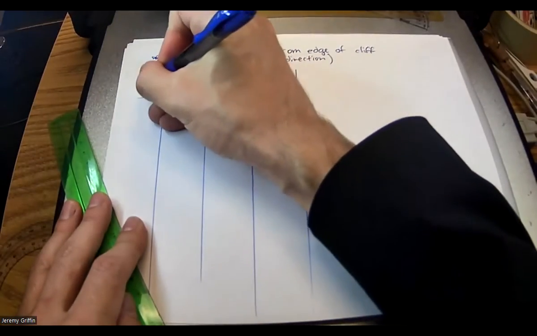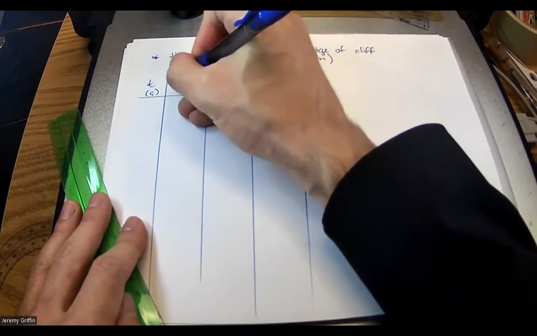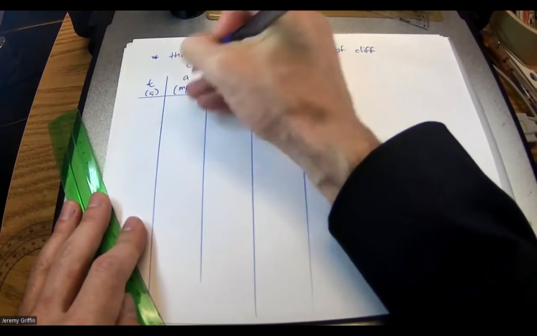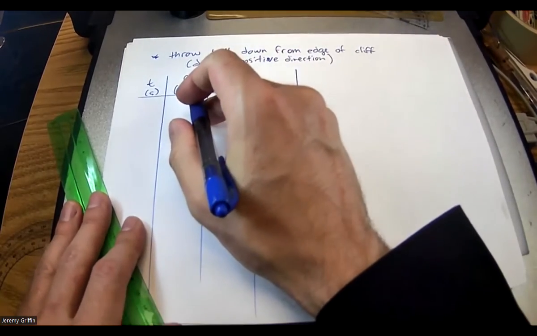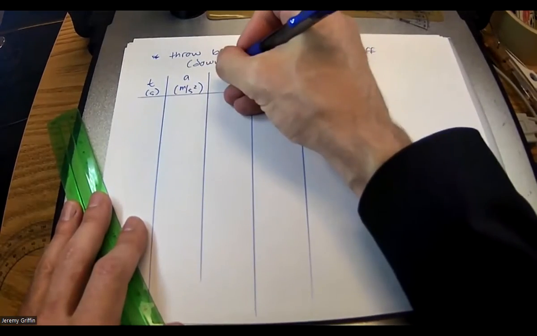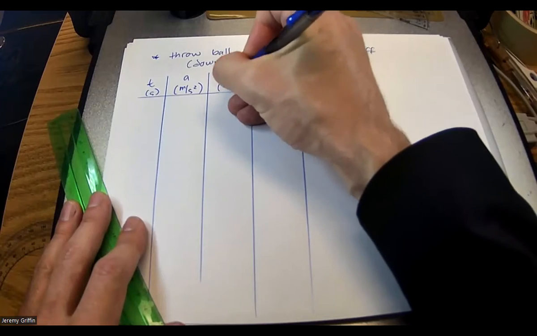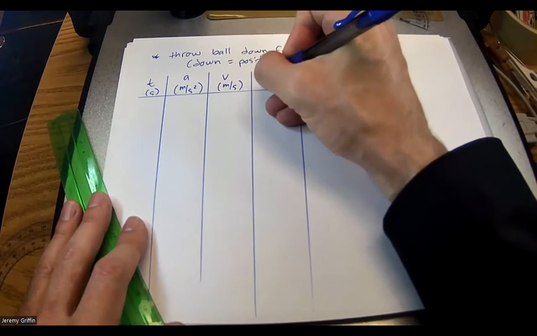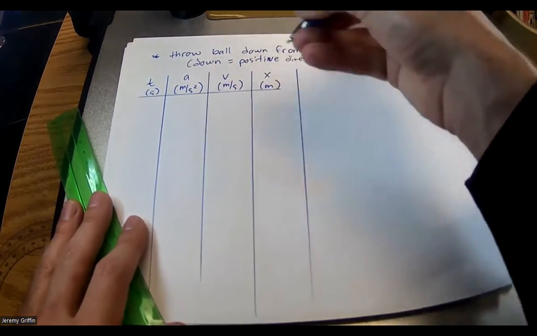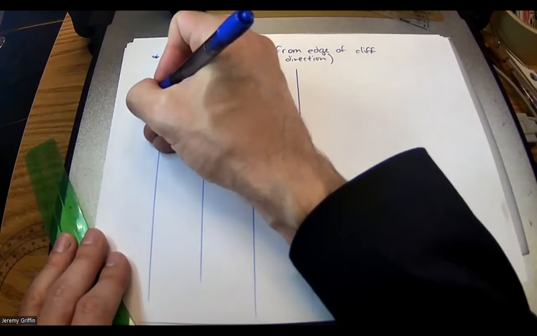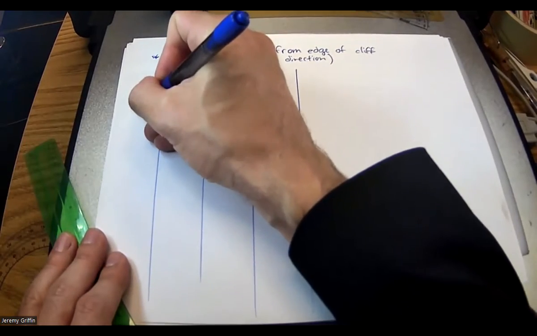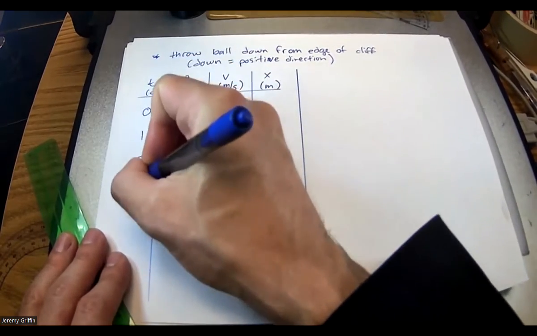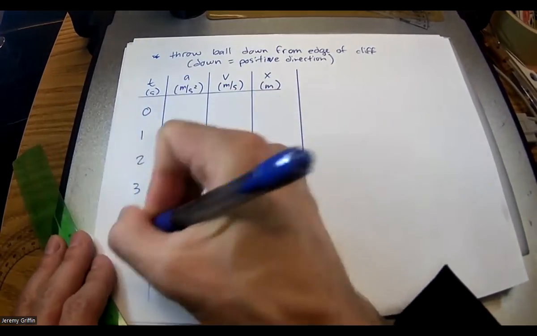How much time has passed in seconds? What's the acceleration in meters per second squared? You guys are labeling all your units also, right? With those. What's the velocity in meters per second? And what's the displacement in meters? Count off the same amount of time. So 0, 1, 2, 3, 4, 5, just like last couple examples.